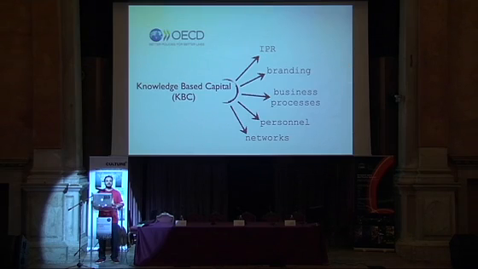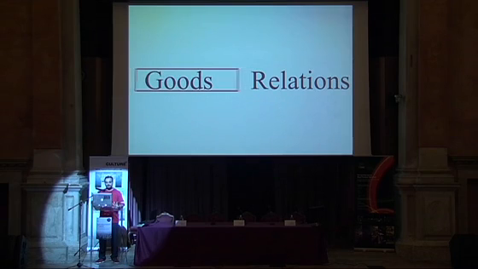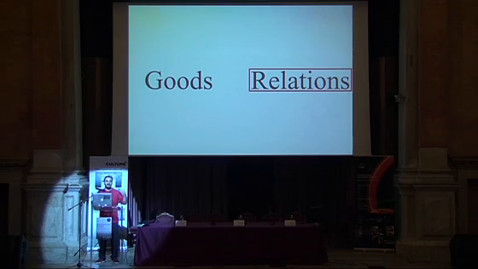All these because the knowledge-based capital, whatever is making this economy work, is not just IPR. IPR is one of them. Branding is based on IPR, but a lot of it, as we go from the top IPR to the low, which is networks, has to do with relationships. Because what we have is a transition. So we have a transition from goods to relations. So monetization doesn't necessarily happen by selling goods, but monetization happens by selling relations.